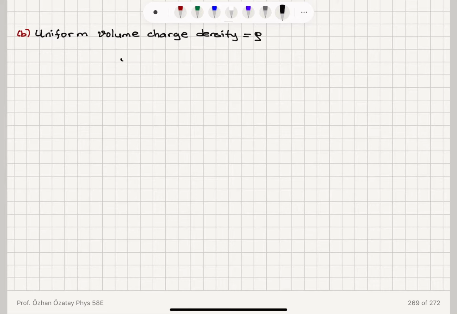And this density is basically the electron charge minus e divided by the volume of the sphere, 4/3 pi capital R cubed. So this will be equal to minus 3e divided by 4 pi capital R cubed. Okay, now the next task is to calculate the charge on a volume element.